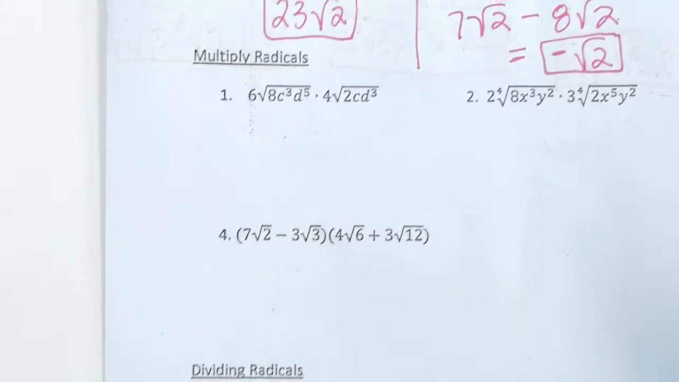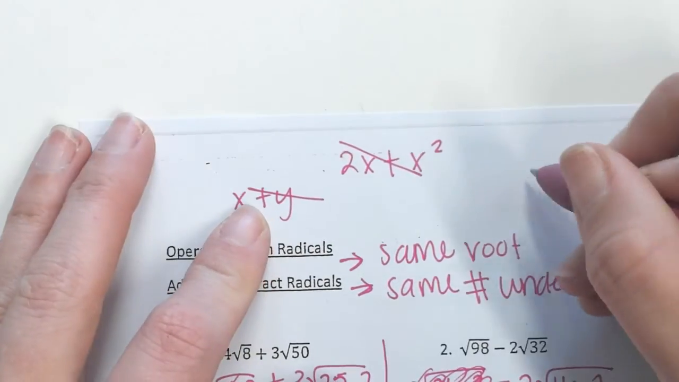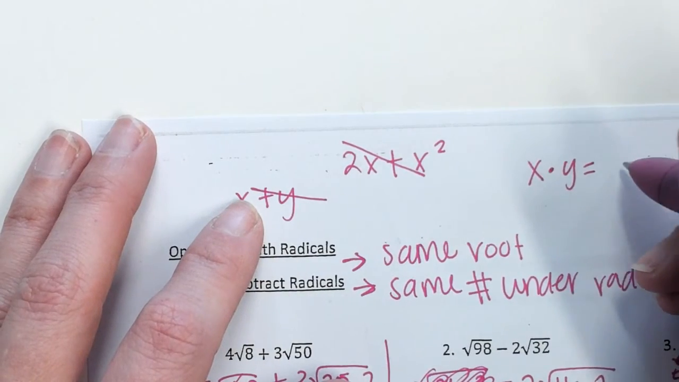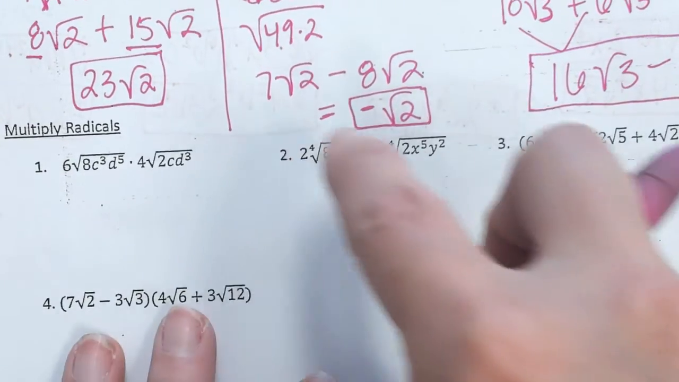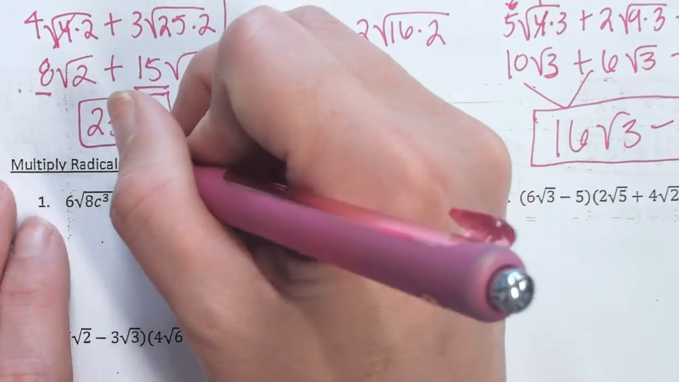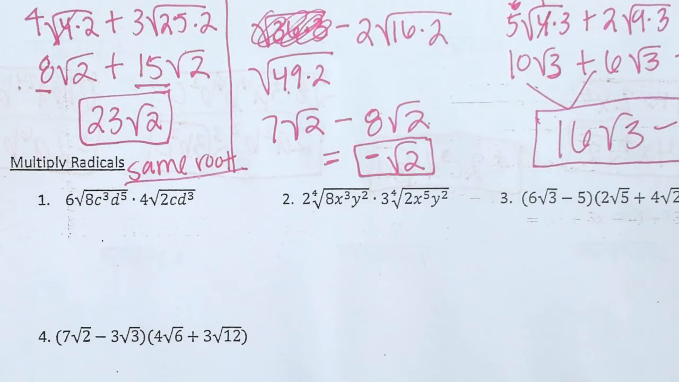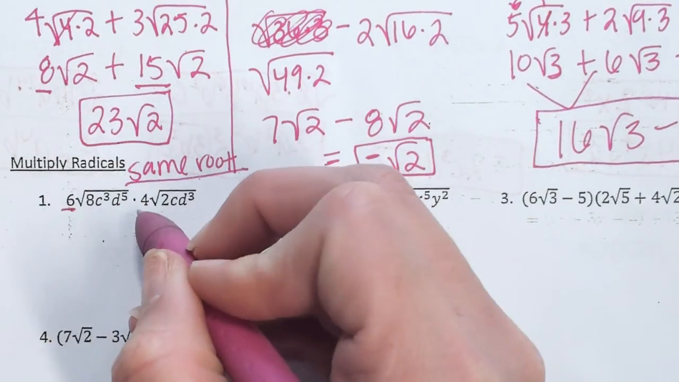Alright, so that's adding and subtracting. Now on to multiplying. Remember when I asked you could you add x plus y and you said no? Can I multiply x times y and just get xy, right? So with radicals, it doesn't matter about what's on the inside. You can multiply this or what's on the outside as long as they have the same root. That's all they have to have. Same root. Everything else is fair game. So like on number 1, they both have a root of what? 2. So we can multiply these. Let's start with their coefficients. What's that going to give us?